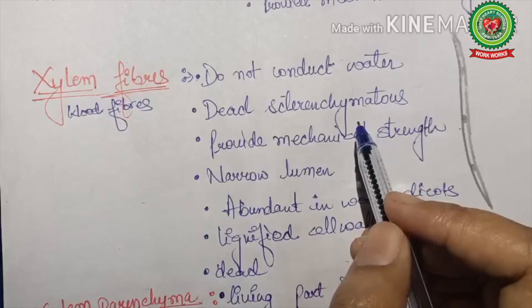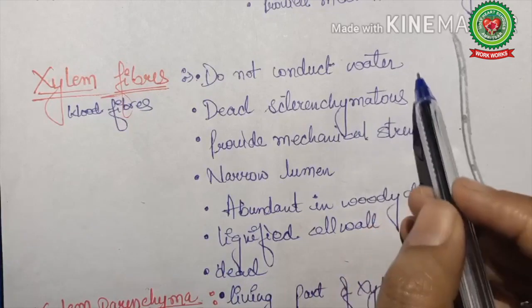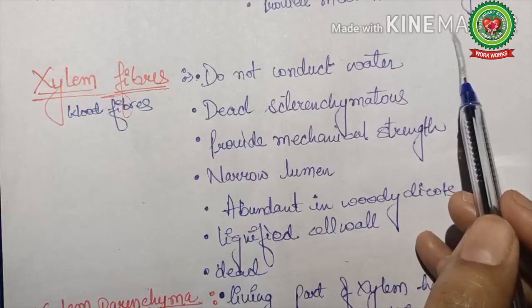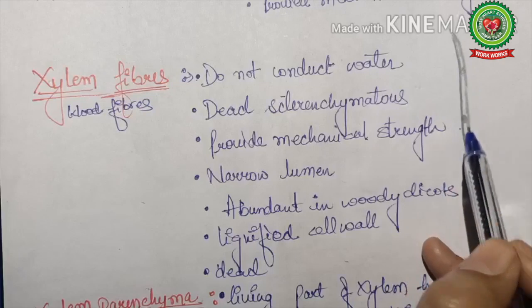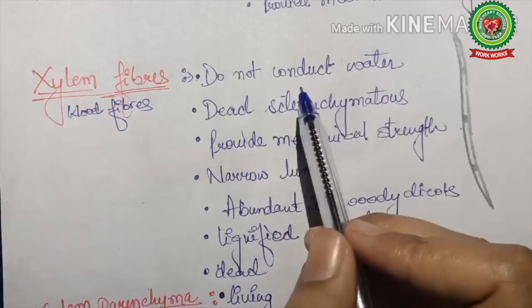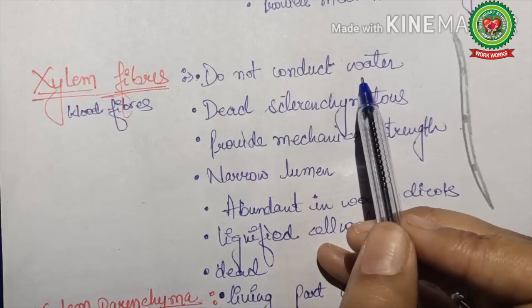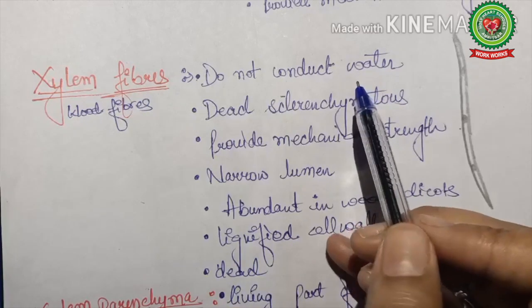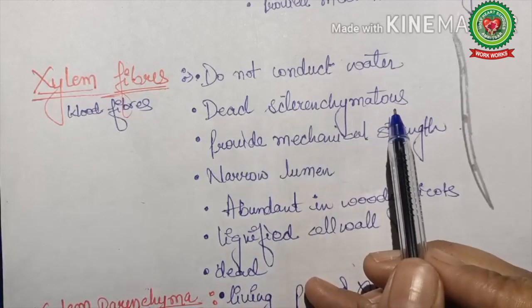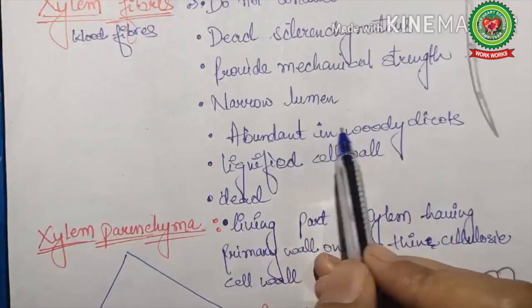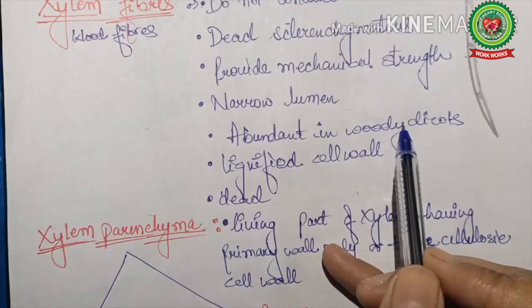Xylem fiber is actually the sclerenchymatous fiber only. It is thin as compared to tracheids, but its structure is almost similar to tracheids. It has an elongated body with tapering ends with narrow diameter. It does not conduct water. The main function of xylem fiber is that it helps in providing mechanical support or mechanical strength to the plant. These are dead sclerenchymatous cells. It provides mechanical strength with the narrow lumen, abundant in woody dicots, as it is basically the main component of wood.